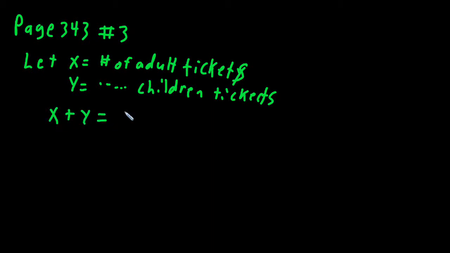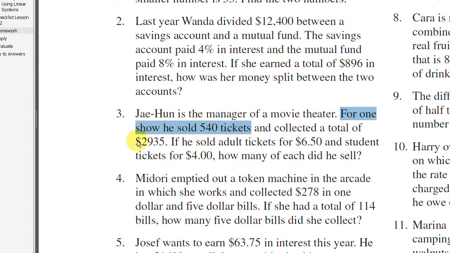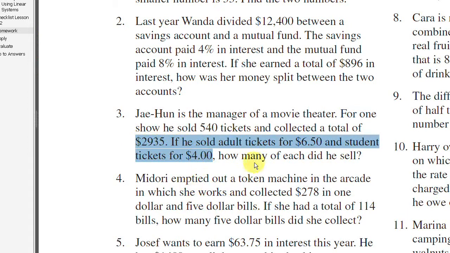Well, they tell us they collected almost $3,000, and they tell us the price of the adult tickets and the student tickets. Well, if each adult ticket is $6.50, and you sell x of those, if you multiply $6.50 times x, that tells you how much money you'll make on adult tickets. And then similarly, $4 for children's tickets, 4y will tell us how much we make off the children's tickets, and then this is the total amount that you'll make, $2,935. So that'll give us the other equation.